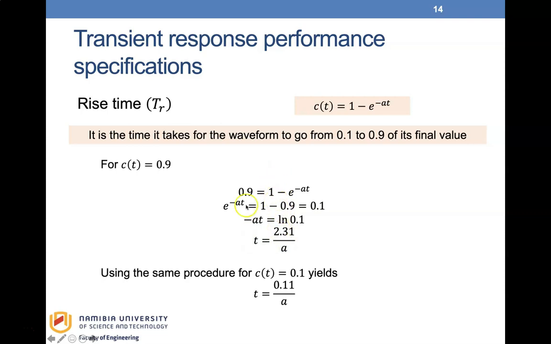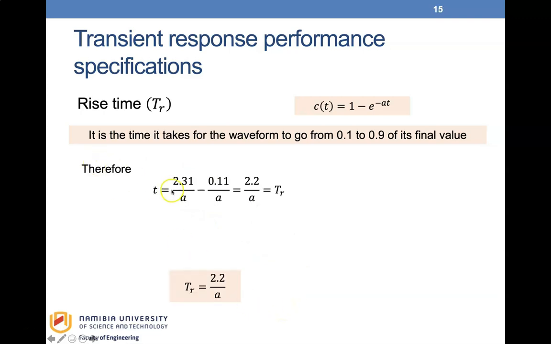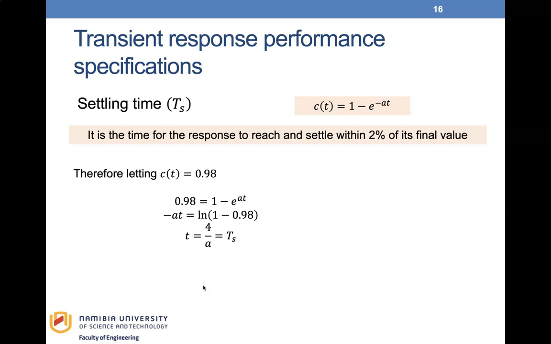You do the same for when c(t) is equal to 0.1, and you will get t equal to 0.11 over a. And from there we can say then that t is equal to 2.31 over a minus 0.11 over a, which will give us 2.2 over a. And this is referred to as your rise time. So your rise time can be computed as 2.2 over a.